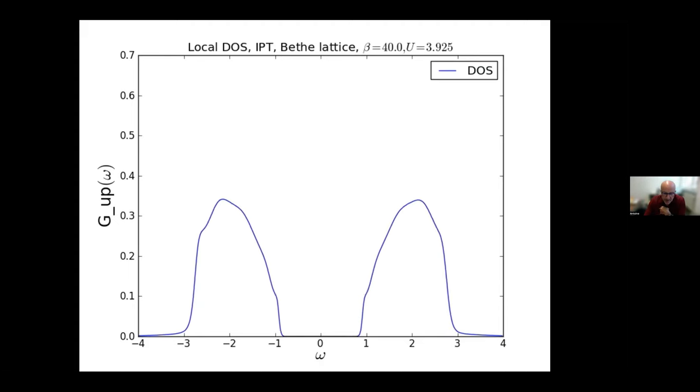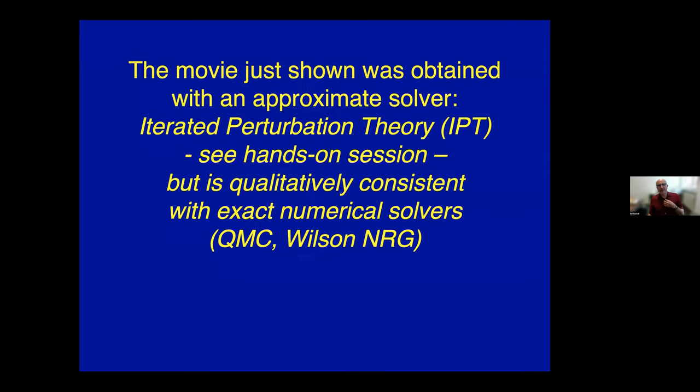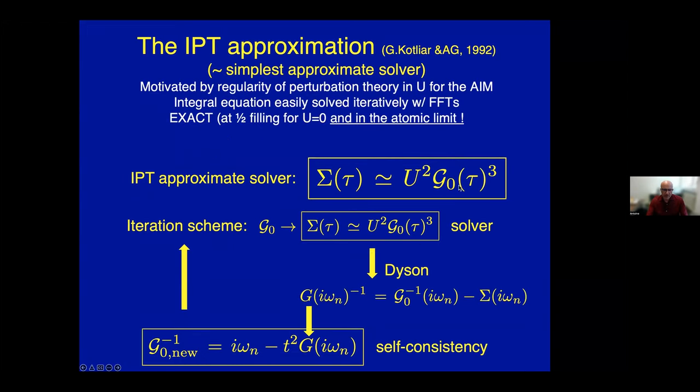So this movie was obtained, again, by using a very approximate solver. And basically, it's an iteration of a nonlinear integral equation, which is summarized here. Usually, the DMFT equations do not reduce to nonlinear integral equations. They require the solution of the full local many-body problem. But here, because we've used these approximate solvers, they reduce to nonlinear integral equations.